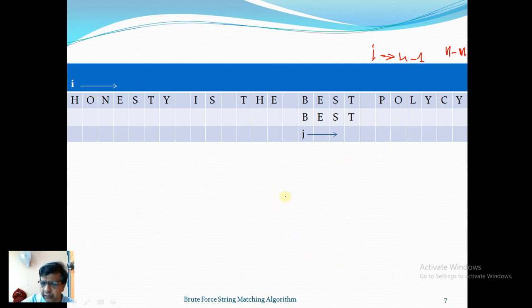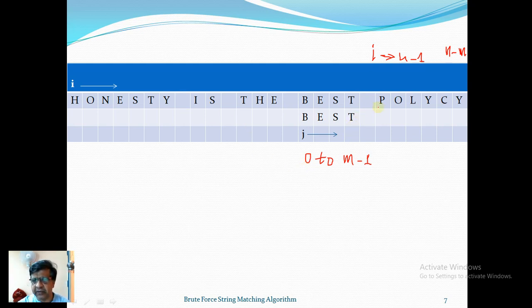J is a counter, a pointer, which can move over the pattern from 0 to m minus 1 in every alignment. Therefore, whenever the algorithm executes, there are two counters or two pointers, I and J. I will move with its own limitations. J will also move in every alignment from 0 to m minus 1. It is only I which will be continuously moving, but J will continue to change.